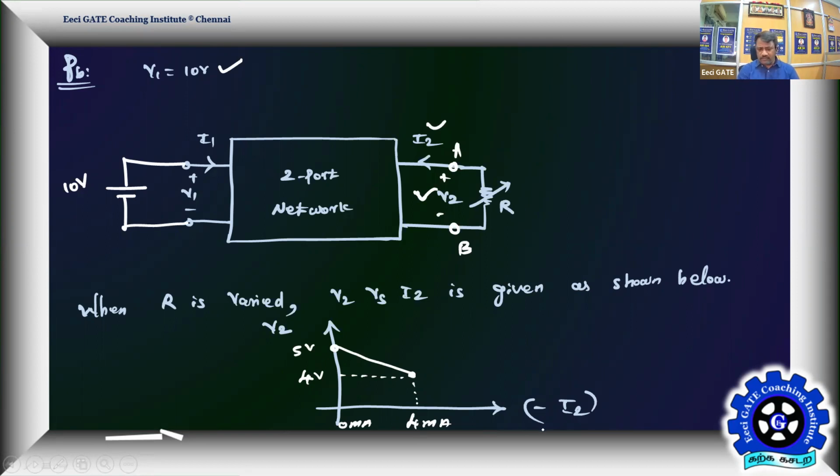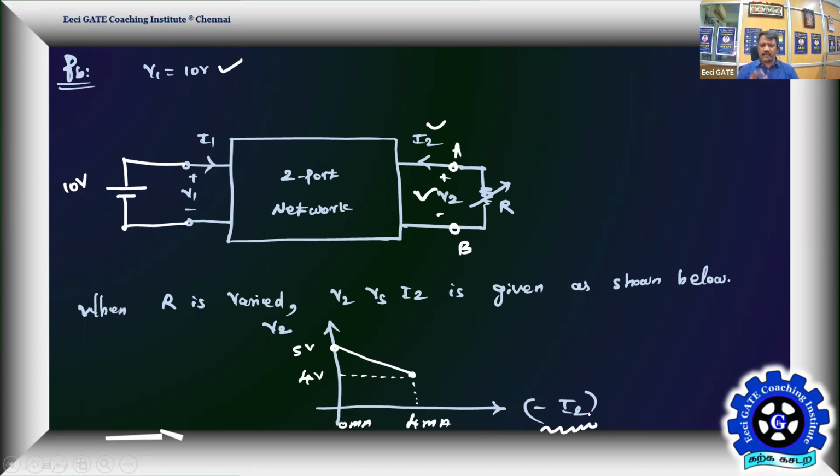Remember that what is given on the x-axis is minus I2, not plus I2. That is a little play, so you need to play carefully. That means the current is not actually going into the output port, it is coming out of the output port. That is how we need to take it if you want to remove that negative sign.